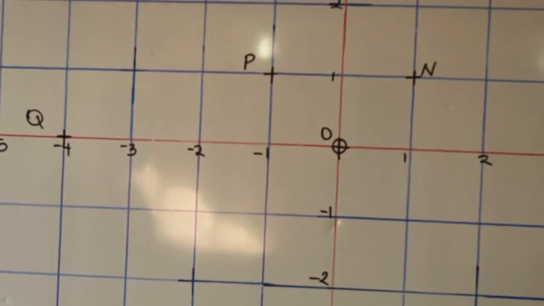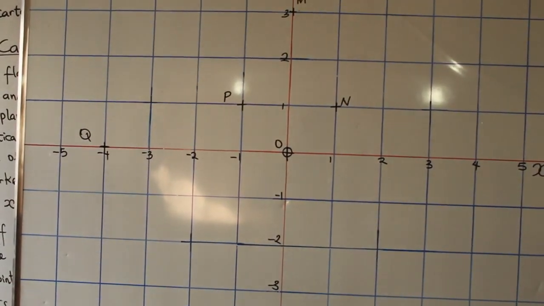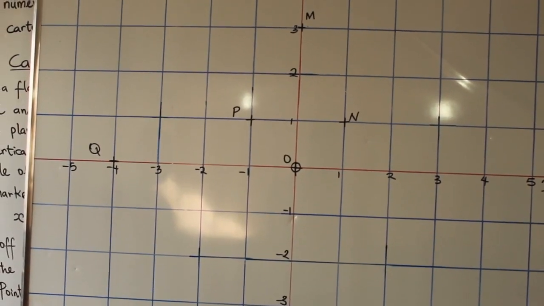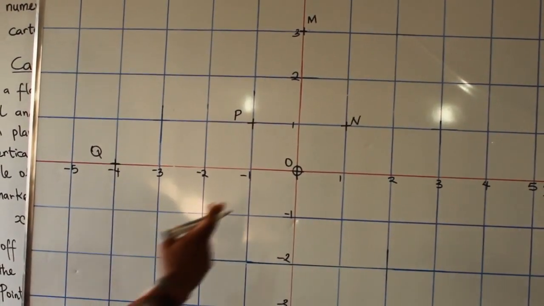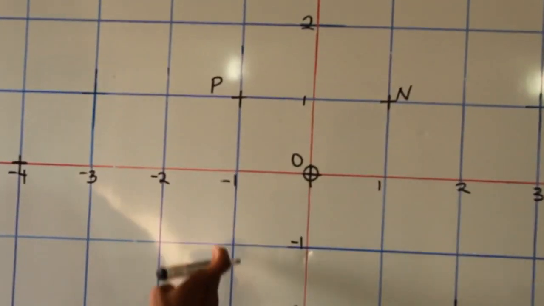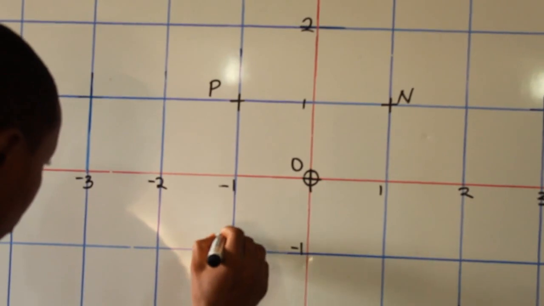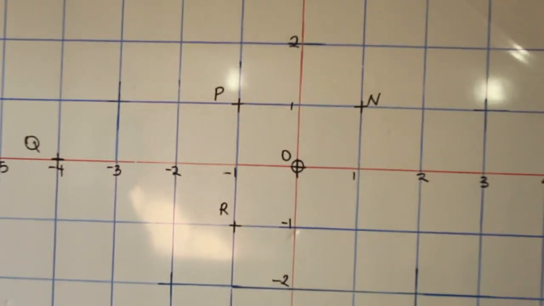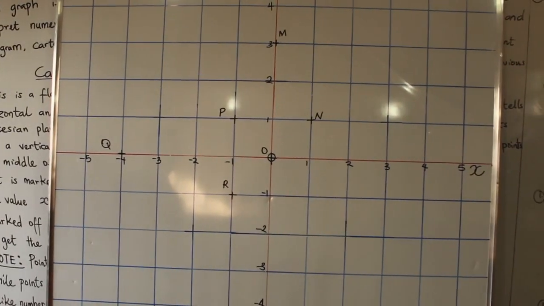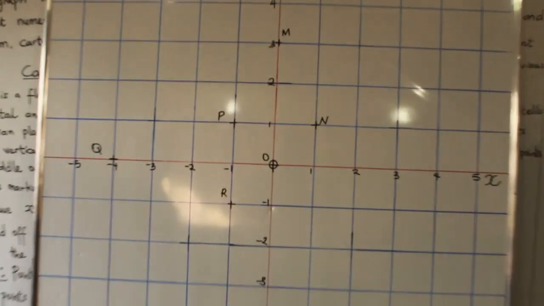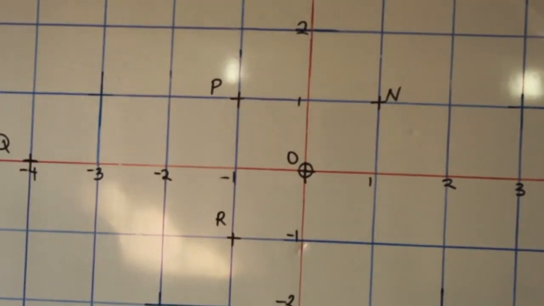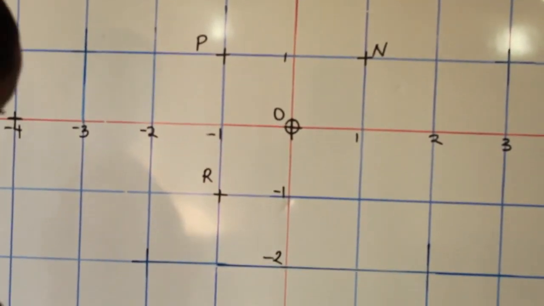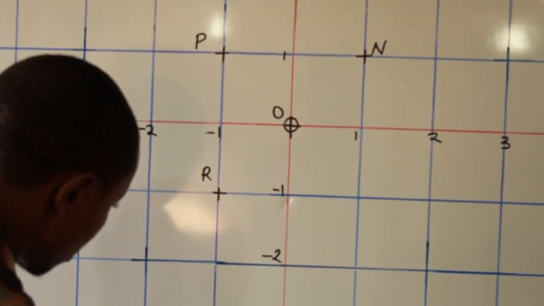Okay, our next point is point R. Point R is (-1, -1). From origin, minus 1, minus 1. So this is our point R. The next point is point S. Point S is (0, -3). This is 0, minus 3. 1, 2, 3. This is our point S.